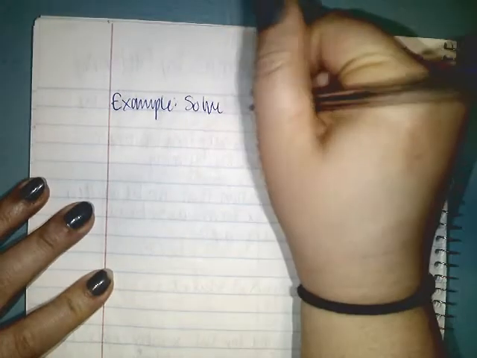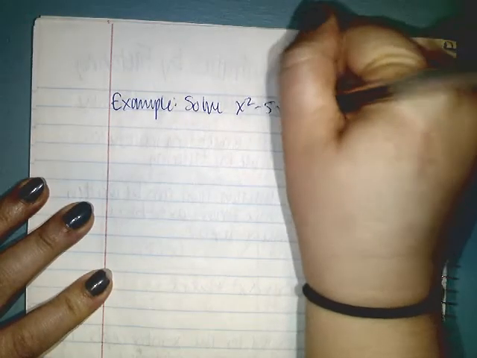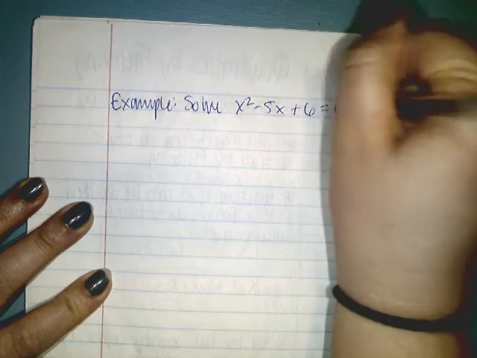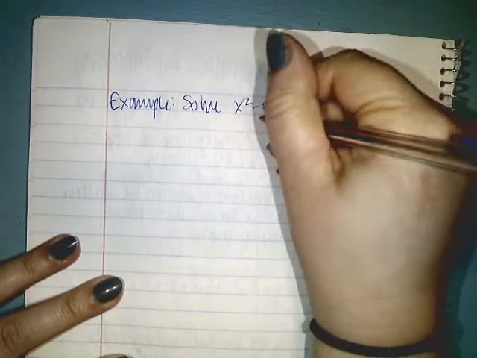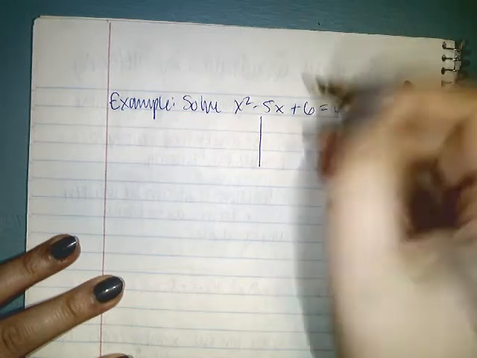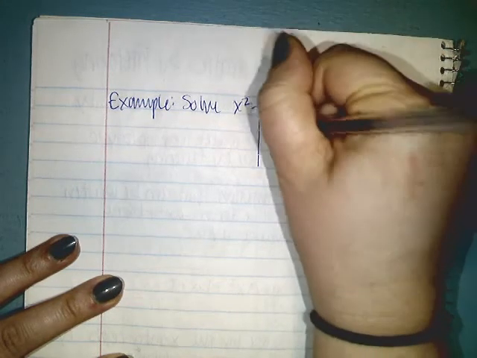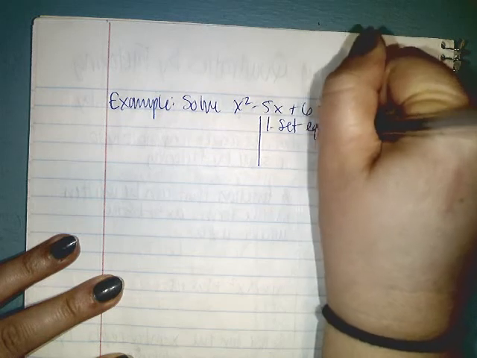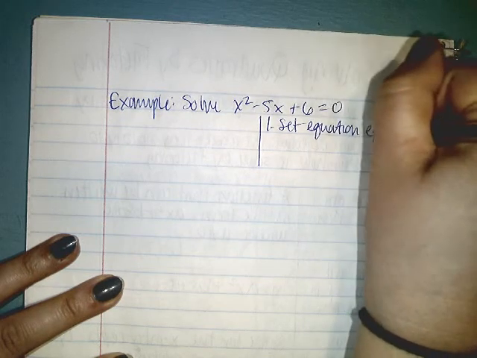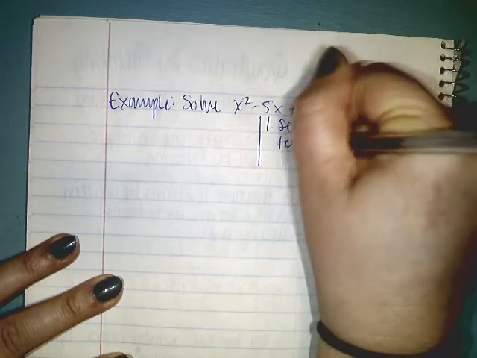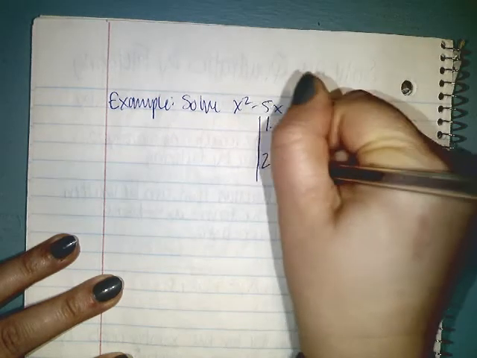So our example for today is going to start with: solve x squared minus 5x plus 6 equals 0. The first thing I'm going to do is set the equation equal to 0. That was done originally, so they're all set there. x squared minus 5x plus 6 equals 0.